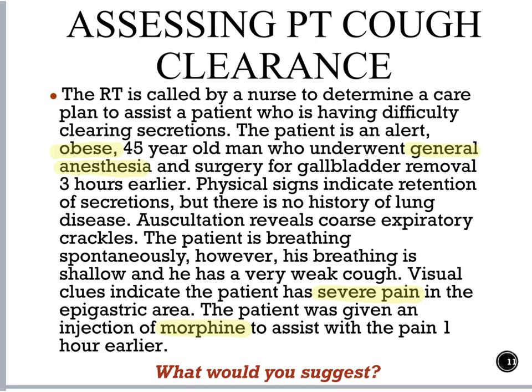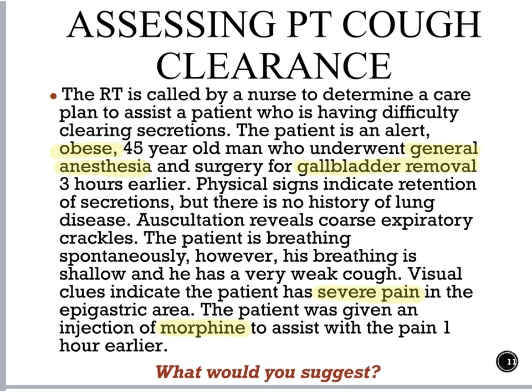Also, weakness post-op at 3 hours. He has a decreased cough because of the surgery itself. Pain will decrease the desire to cough. Okay, so the gallbladder is behind your liver, on the right side of your rib cage. Remember, that's the abdominal area and thoracic cavity. You're not going to want to cough because that pain, it's going to hurt.